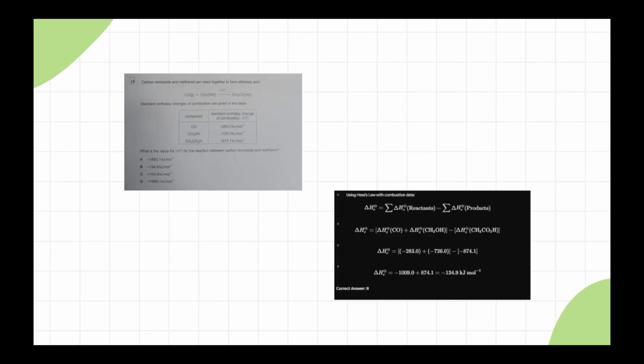And in the end, after we calculate, which takes a bit long, we have the enthalpy change equals minus 1009 plus 874.1, which equals minus 134.9 kJ mol^-1. The correct answer is B.